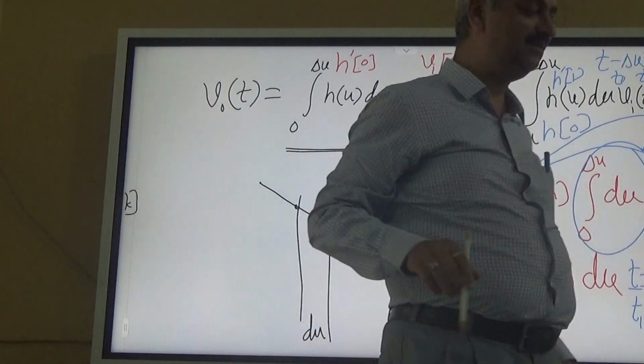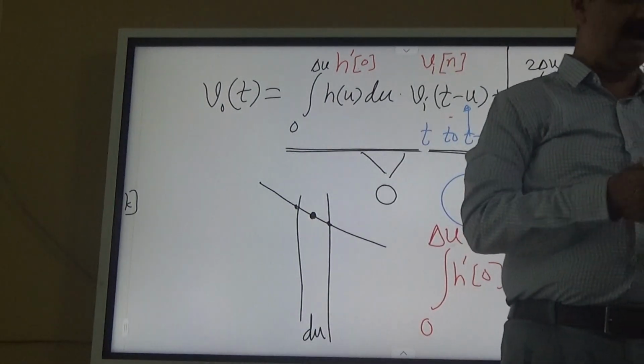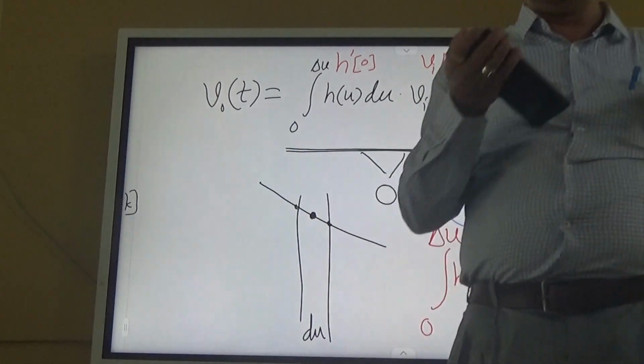So with this, both continuous and discrete are identical. Is it okay? We'll continue next time.